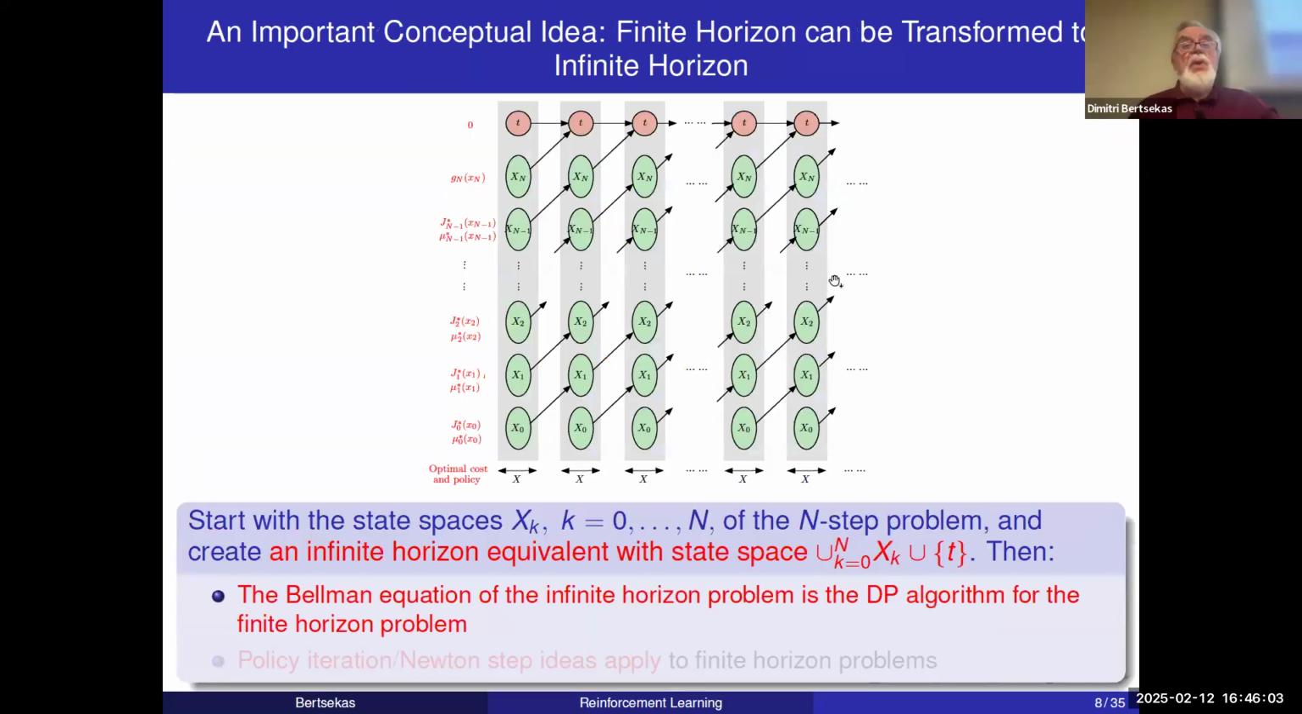And there's an important conceptual idea that I'd like to bring up. Finite horizon problems and infinite horizon problems are very much connected. In particular, an important fact is that finite horizon problems can be transformed to infinite horizon problems. So if you have a method that looks more convenient for infinite horizon problems, it can also be used for finite horizon problems using a certain transformation that I have in this figure.